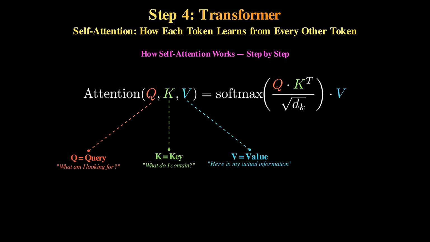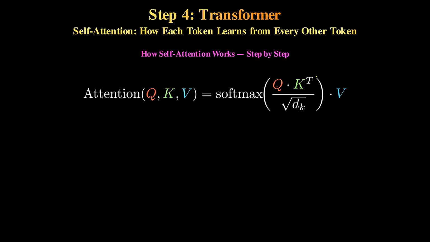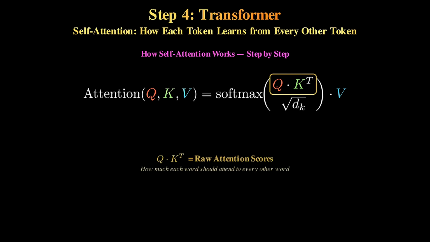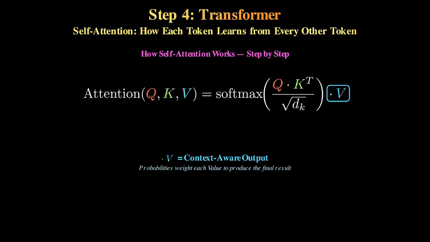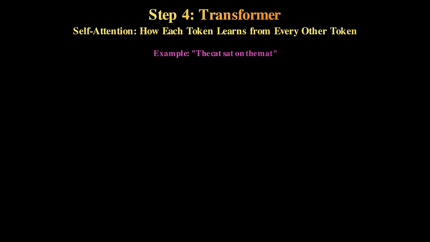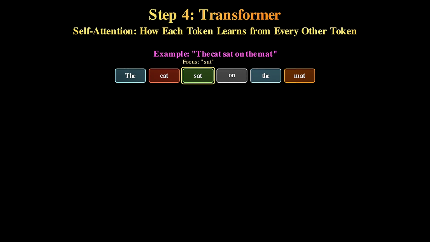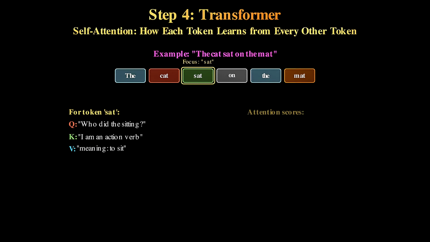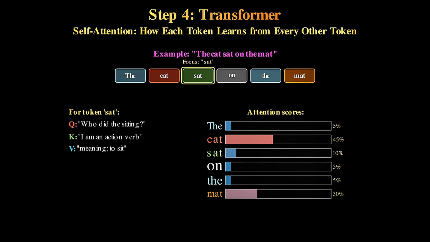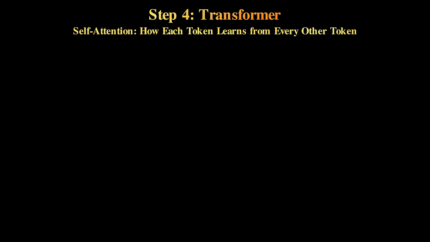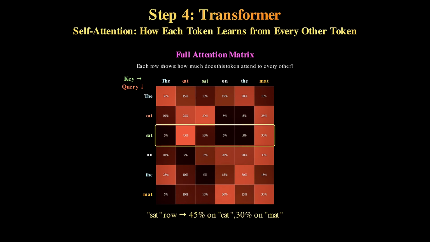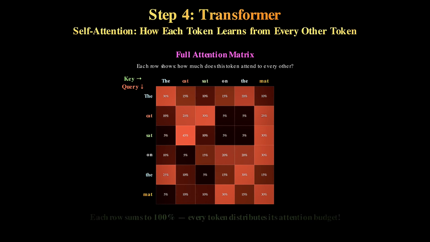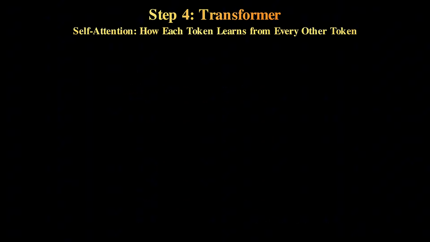Attention equals softmax of Q times K transpose divided by the square root of the key dimension, times V. Let's see this in action. For the word sat, the attention scores might be cat gets 45%, mat gets 30%, and the remaining words share the rest. In the attention heat map, each row shows how much one word attends to every other word. Each row sums to 100%.